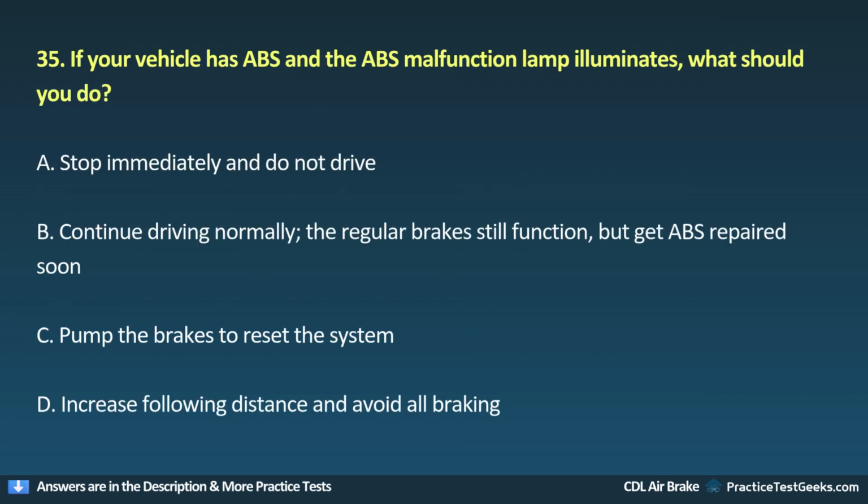35. If your vehicle has ABS and the ABS malfunction lamp illuminates, what should you do? A. Stop immediately and do not drive. B. Continue driving normally. The regular brakes still function, but get ABS repaired soon. C. Pump the brakes to reset the system. D. Increase following distance and avoid all braking.